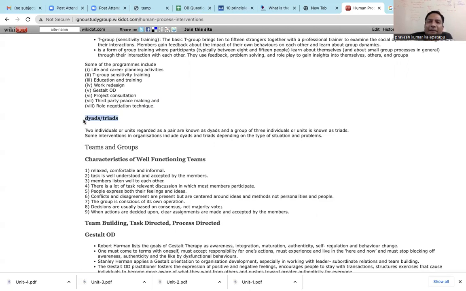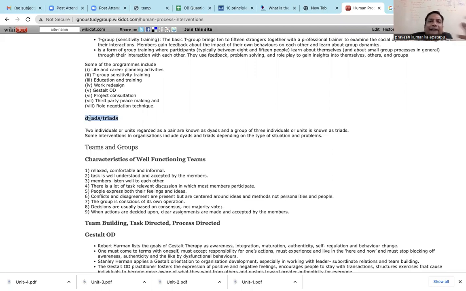A dyad is nothing but two individuals or units regarded as a pair. If you are grouping three units or three individuals, you call it a triad. Some interventions might include these dyads and triads depending on the situation. This is not a type of intervention; it is just a definition to remember.